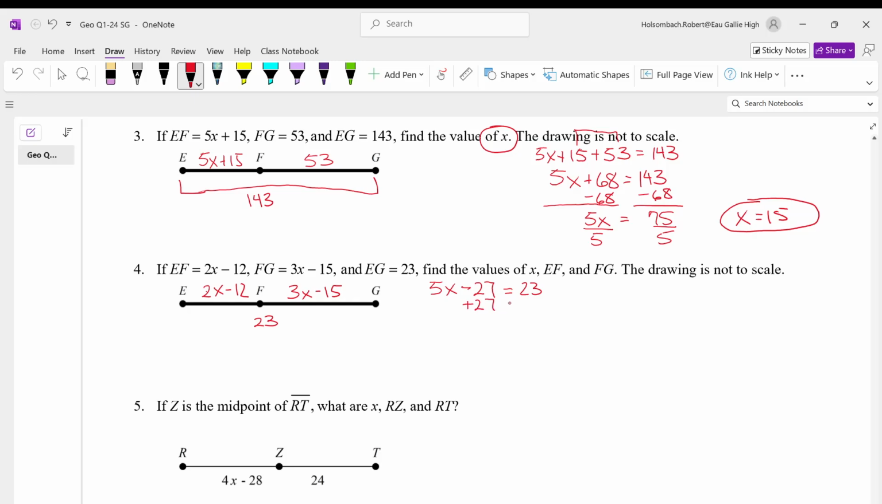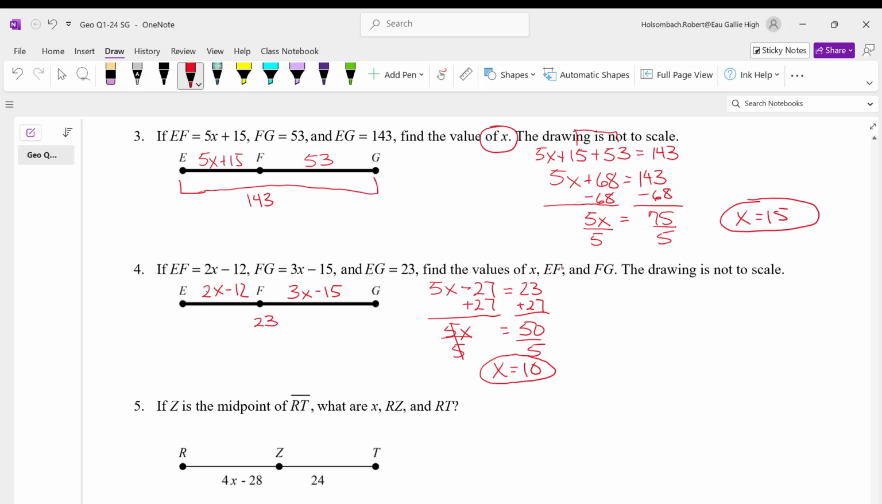So add 27 to each side. We get a 5x that's equal to 50. And then divide by 5. So our x equals 10. There's the first part of the question. X is equal to 10.